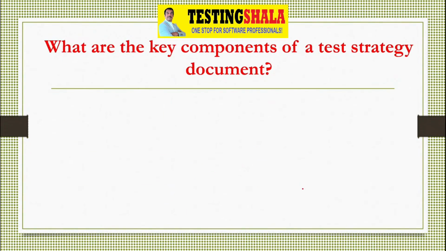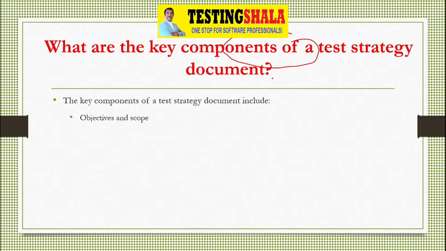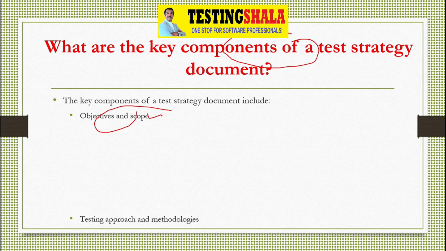The next question would be, what are the key components of a test strategy? What are the different things we can see in the test strategy documentation? The key components of a test strategy document are, first, the objectives and scope of the testing project, where we clearly define the objective and scope of that project, both in scope and out of scope.